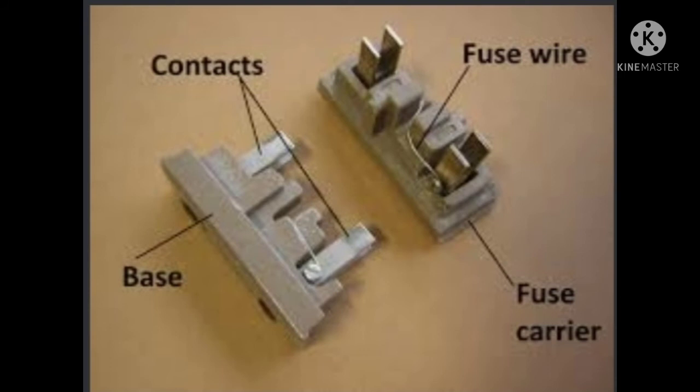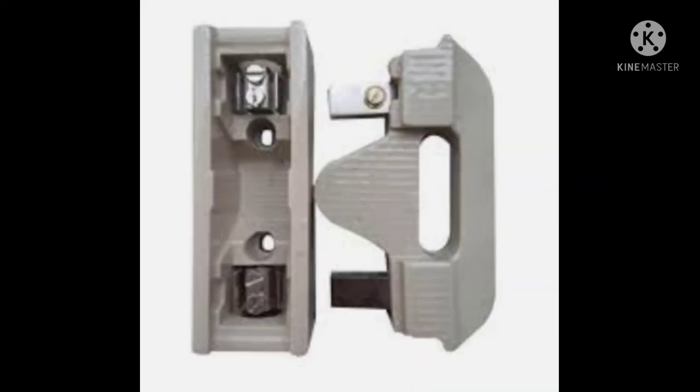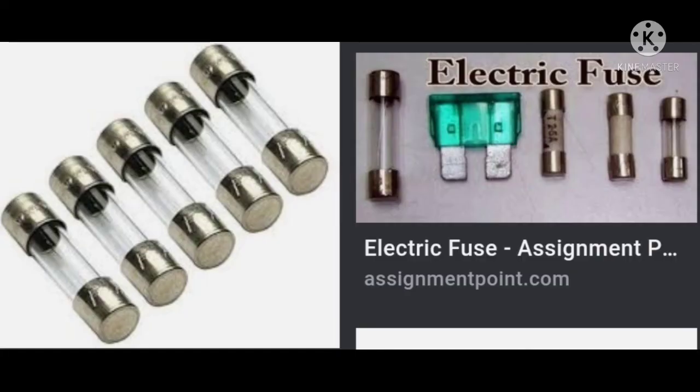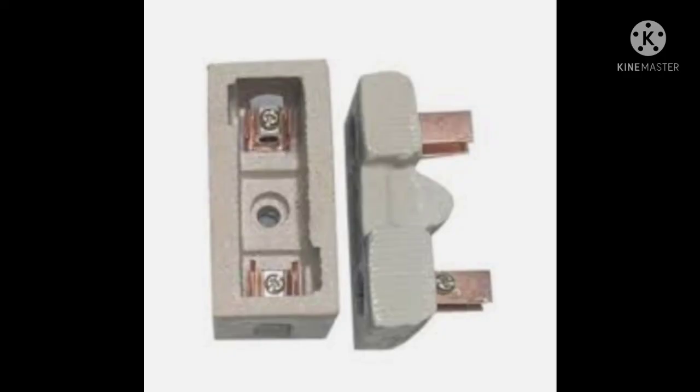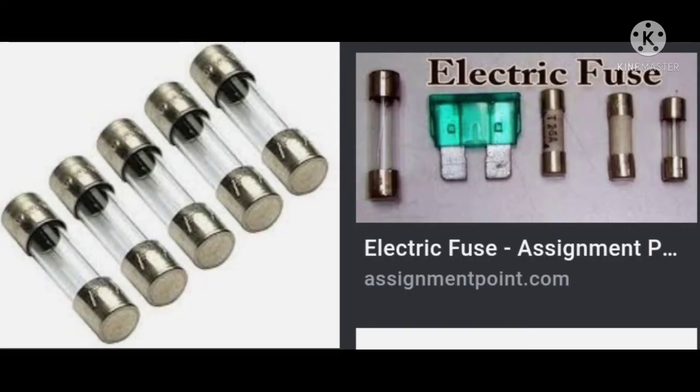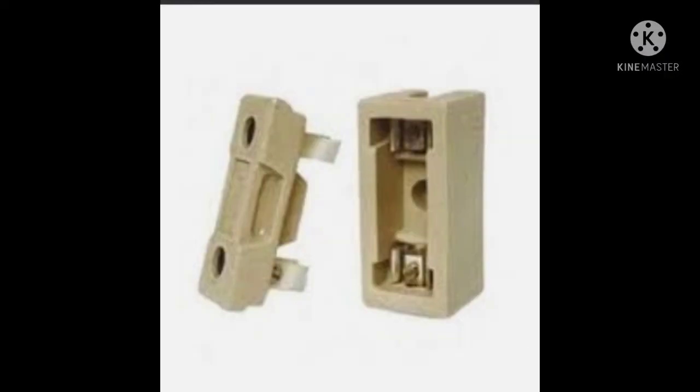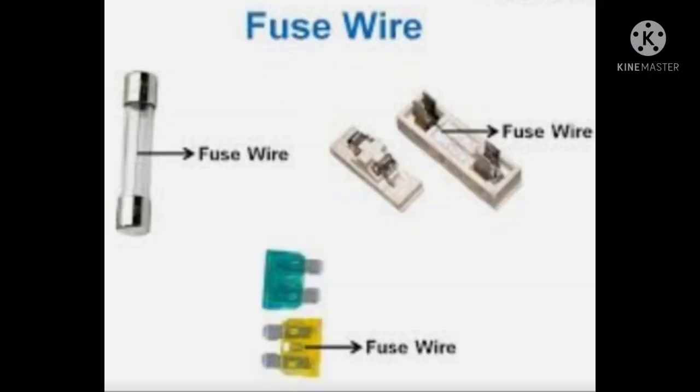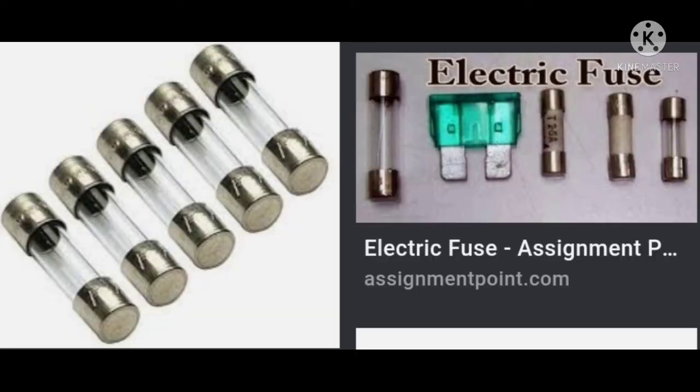Do you know which principle it works on? That is the heating effect of electric current. The electric fuse works on the principle of the heating effect of current. This is one word, very important. Heating effect. The amount of heating caused depends on the amount of current flowing through the wire. The greater the current, the more heat is produced. So if the amount of current is more, the heat produced is also more.